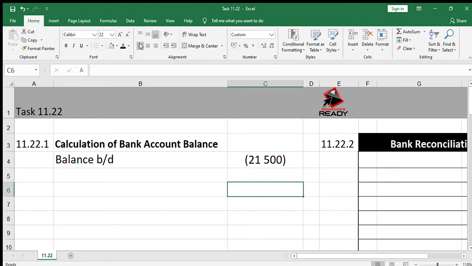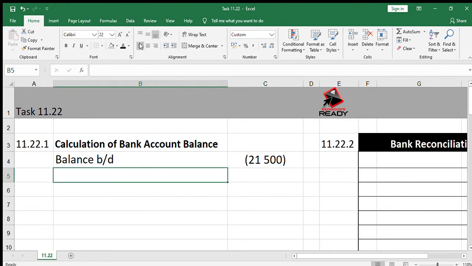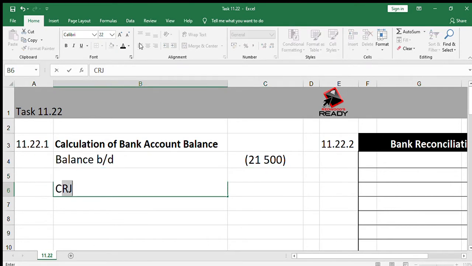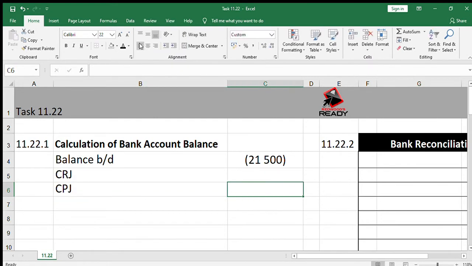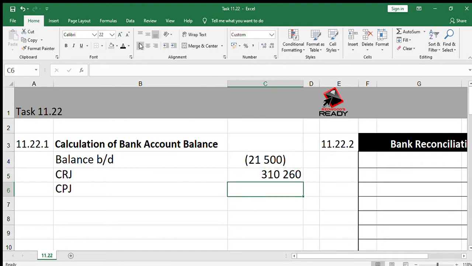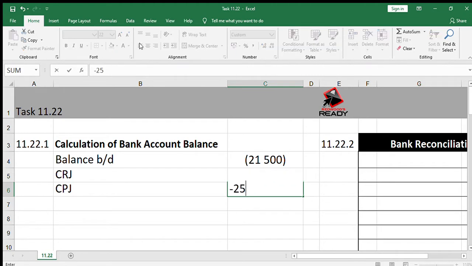Then we have some of the provisional totals in the cash journals. So we have a CRJ total and a CPJ total. Normally you would put these on the bank account: the CRJ total would go to the debit side, and the CPJ total would go to the credit side. But we are doing a calculation, so we're going to add on the CRJ total and subtract the CPJ total. So 310,260 no brackets, and 254,290 in brackets.